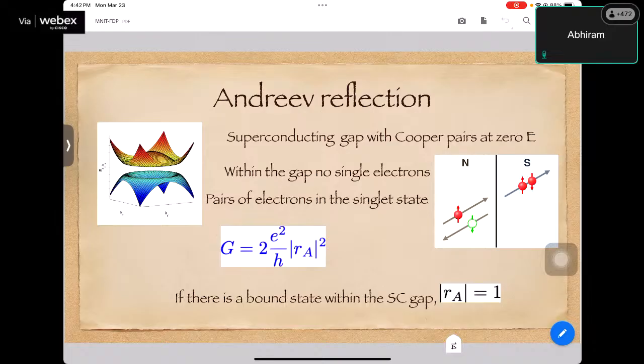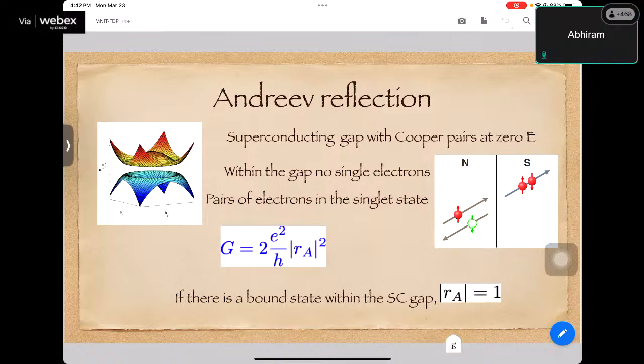One can write down a Hamiltonian for a superconductor. So there you have again a p square by 2m kind of term. Then there is another term which is called superconducting pairing, which opens up a gap in the spectrum, or which opens up a gap in the dispersion. So that figure is shown here. This is the energy on the y-axis. On the x you have kx, ky. So there is a superconducting gap that you can see clearly in this. Okay, so there is a superconducting gap, and within the gap a single electron cannot go through.